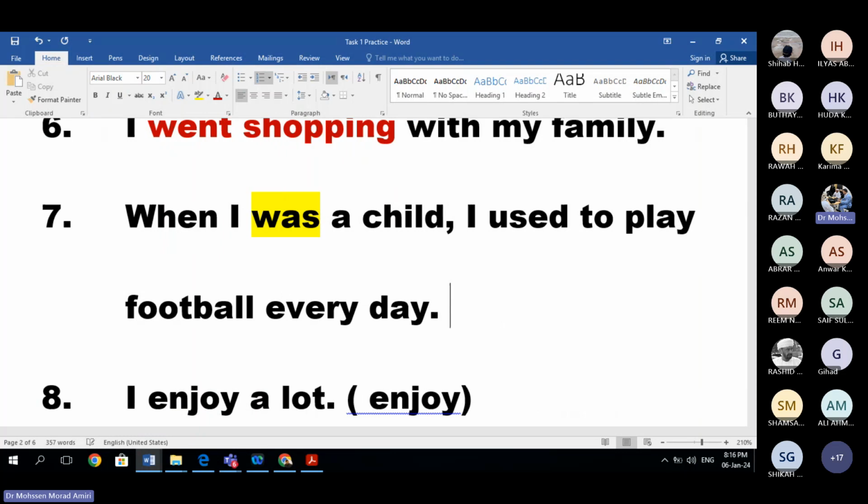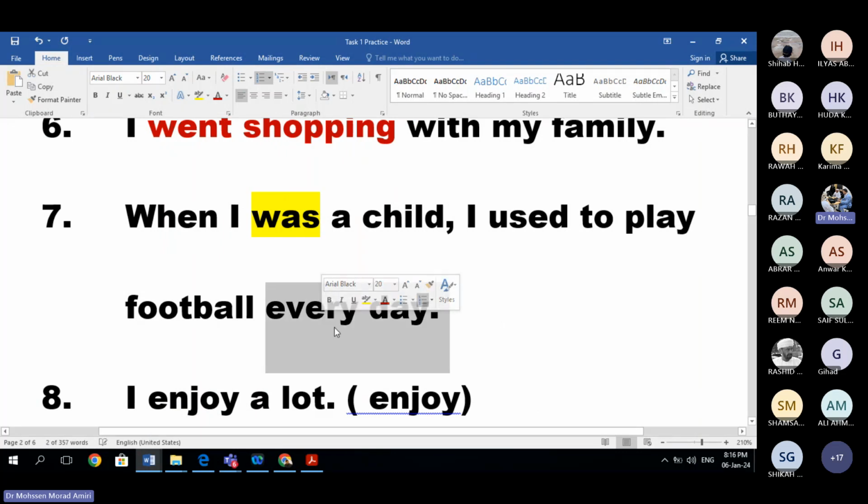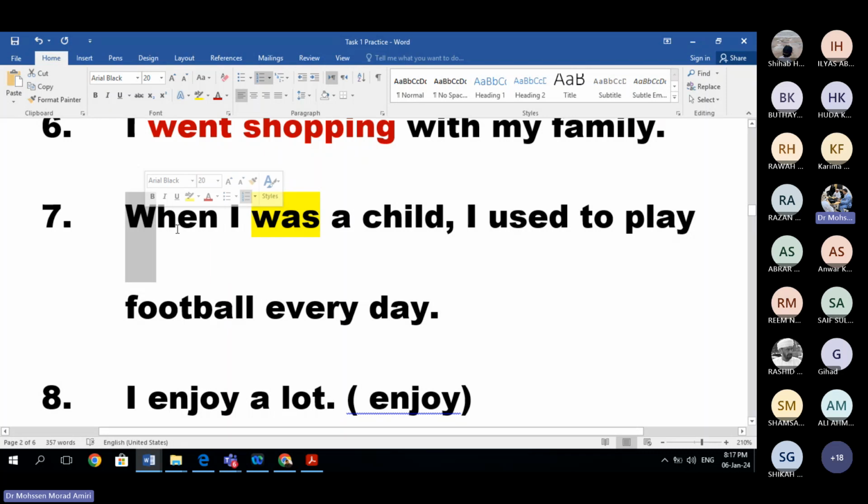Every day also is like this, Shabab. Sure. Every day. See, all these points are important. When you start, it should be a capital W, and after that, when I was a child, see, comma. When I was a child, after that, put a comma. When I was in high school, I used to.